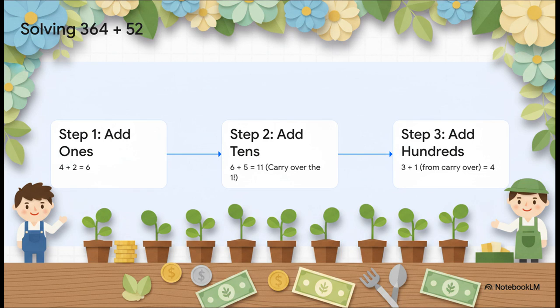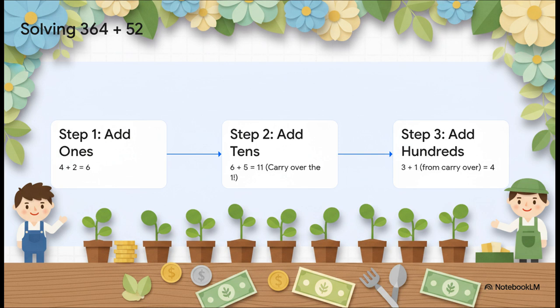We always start with the ones place. So 4 plus 2 equals 6. Easy. Next, we move to the tens place. 6 plus 5 equals 11. Uh-oh, a two-digit number. What do we do? No problem. We keep the 1 in the tens place, and we carry the other one over to the hundreds place. It's like a little gift.